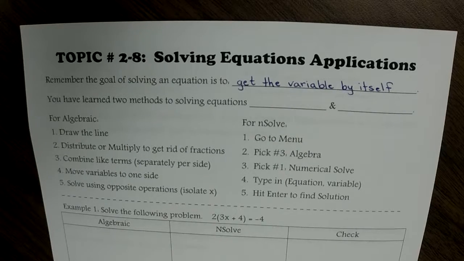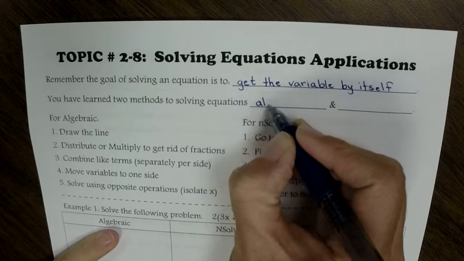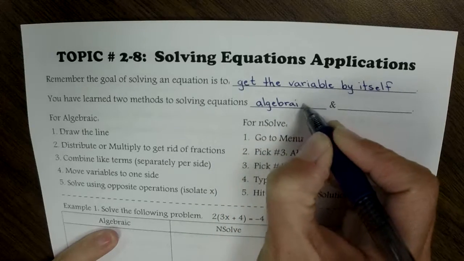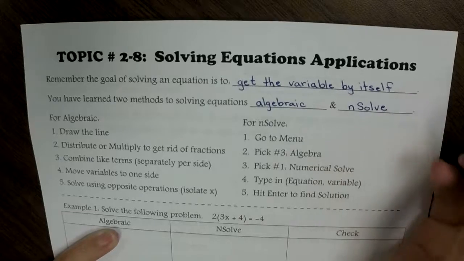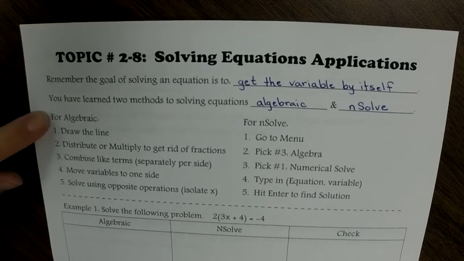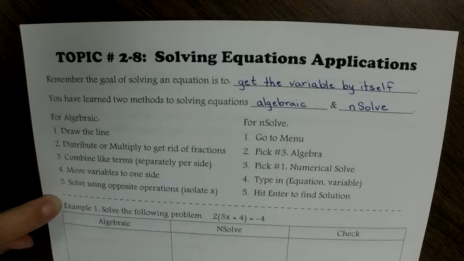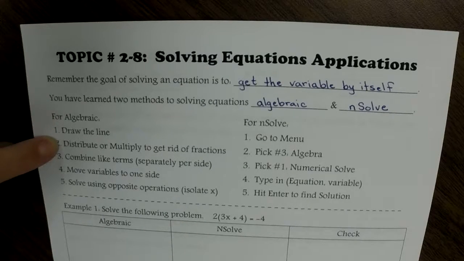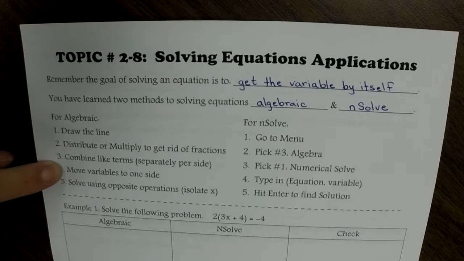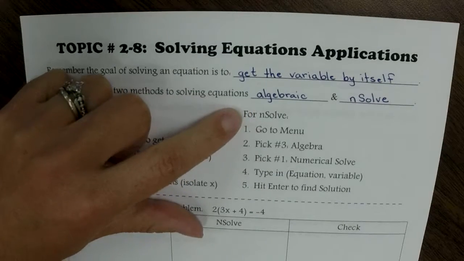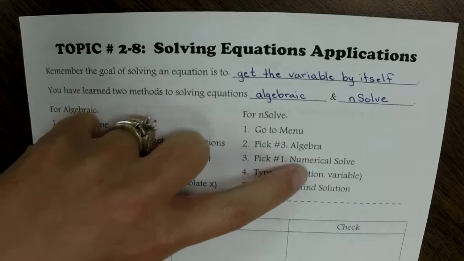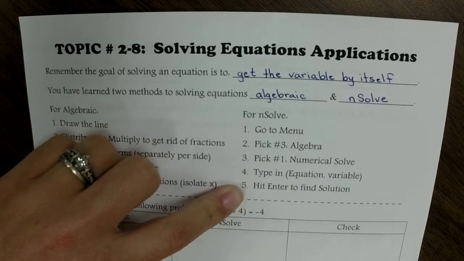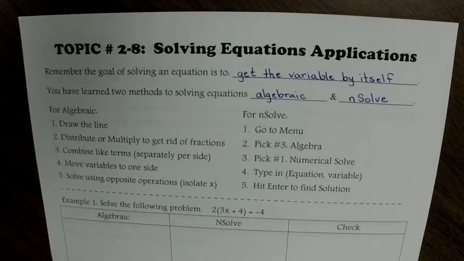So far, we've learned two methods in how to solve equations. The first one was to do it algebraically. That was the long way. And then the second way was to use InSolve. So here you should see the list and the steps that we use in order to solve algebraically. So we draw the line, then we distribute, then we combine like terms, we move variables to one side and numbers to the other, and then we solve using opposite operations. Then over here, these were your steps for InSolve. So this is your menu, algebra, numerical solve, typing in the equation, comma, the variable, and then hitting the solution. So you do have a quick review at the top of these notes if you do get stuck.